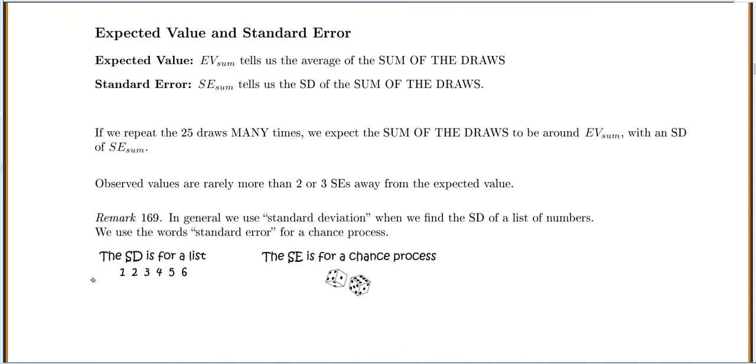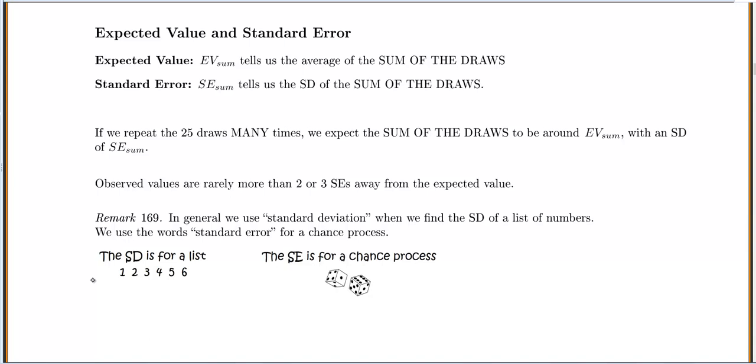So now some theory. We have expected value and standard error. Expected value, which we're going to abbreviate with an EV with a little sum, tells us the average of the sum of the draws. The standard error, SE sum, tells us the standard deviation of the sum of the draws.